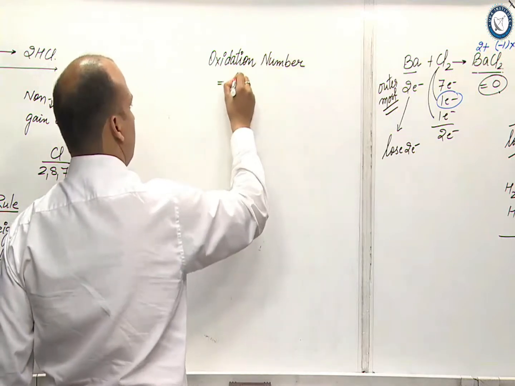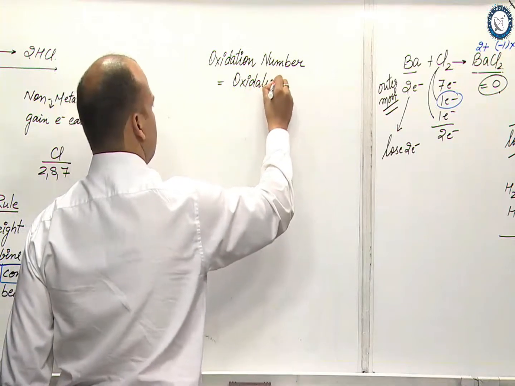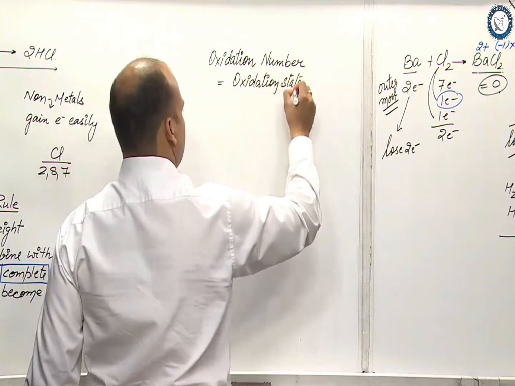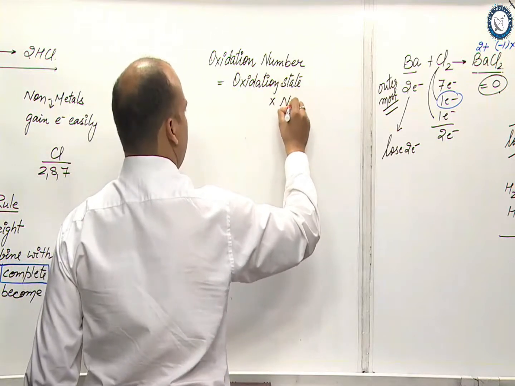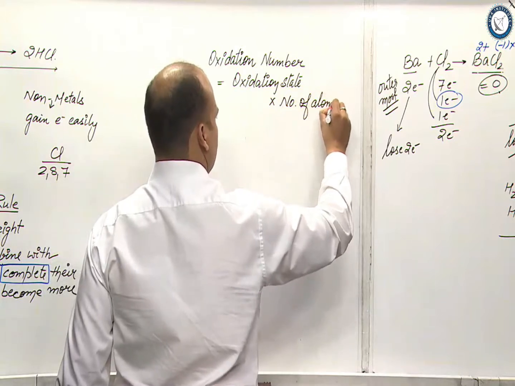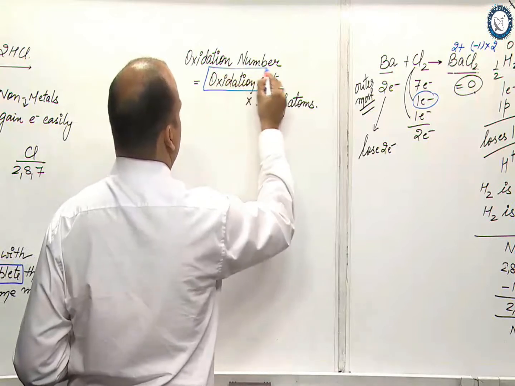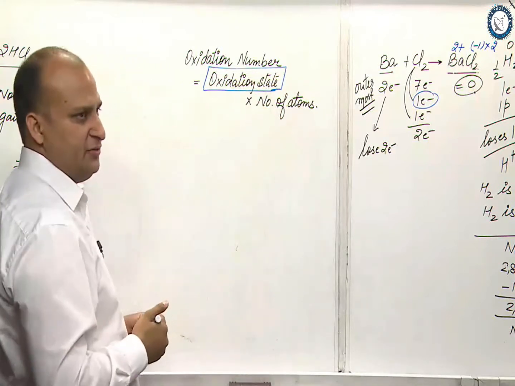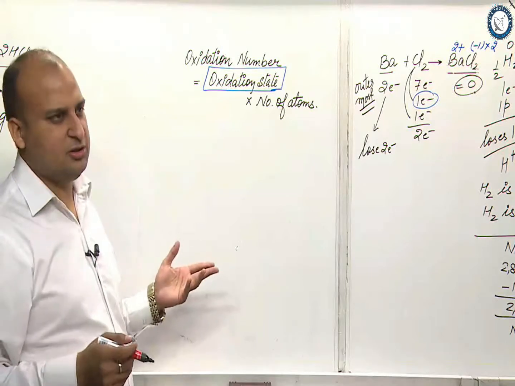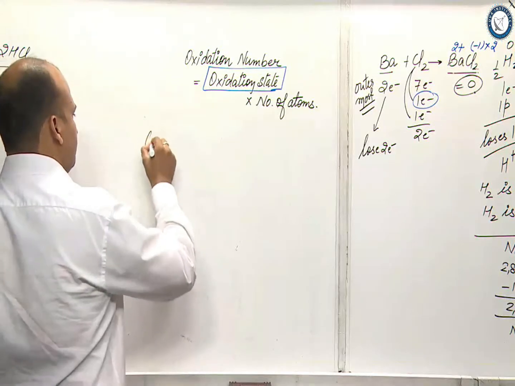Oxidation number. So oxidation number is oxidation state multiplied by number of atoms. Oxidation state first. First let me understand what is oxidation state. When I am through with oxidation state, we can talk about oxidation number. So now what is oxidation state?